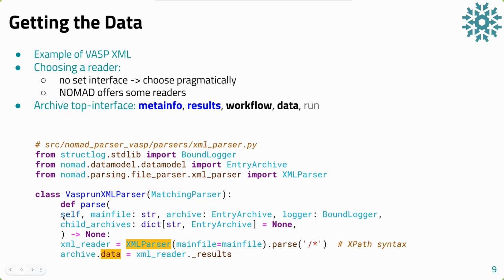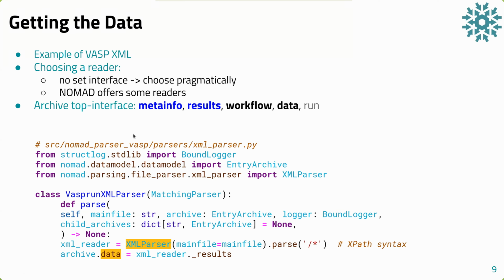Some other points to note in this setup. So this is essentially the parse functionality with this interface that is specified in the previous slide. We have a reader that takes, in this case, the main file to process. And then we write down its outcome, its results, to archive.data.